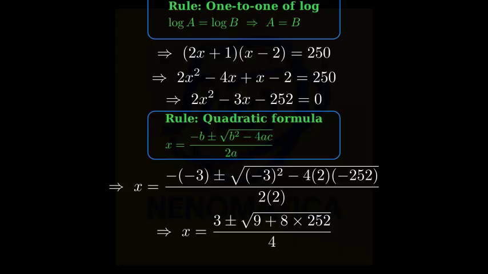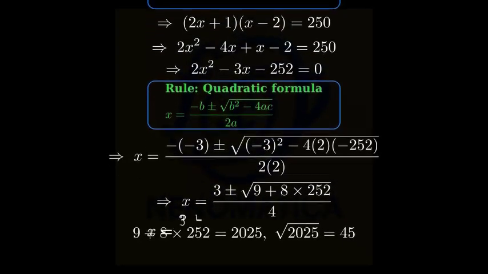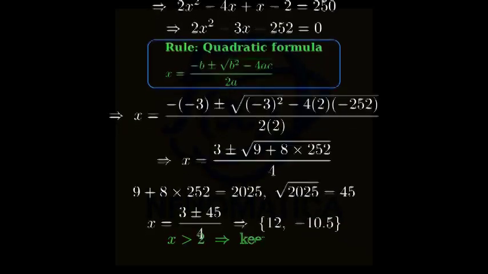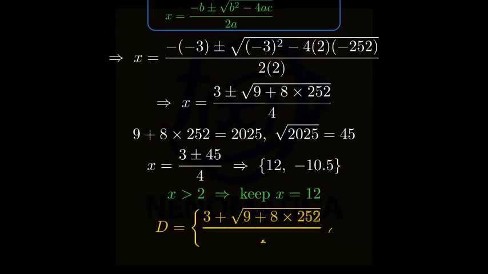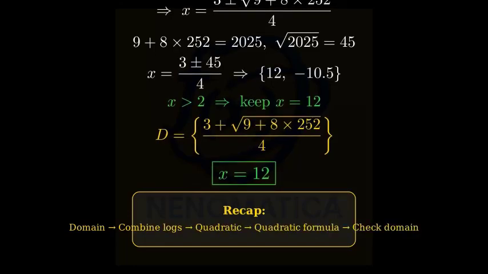9 plus 8 times 252 equals 2025, whose square root is 45. This gives x equals 3 plus or minus 45 over 4. The two roots are 12 and negative 10.5. The domain required x greater than 2, so the valid solution is x equals 12. The provided form for the solution set is shown, and we also display the simplified value.